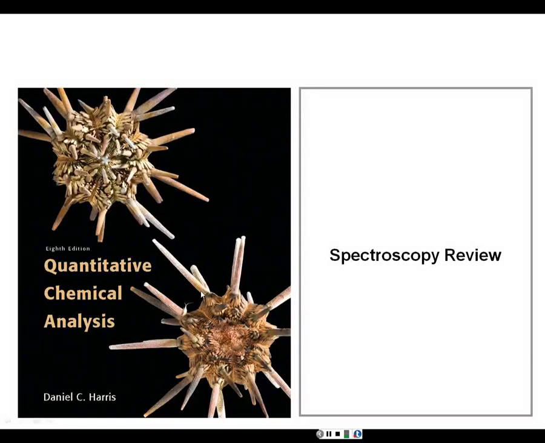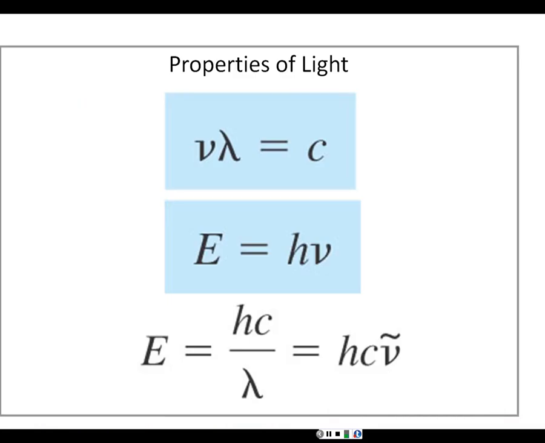This is the Instrumental Methods of Analysis course review on spectroscopy. Remembering that we first start with the properties of light, because in spectroscopy we are measuring at least one of the different properties of light. We start with nu times lambda, giving us c, where nu is the frequency, lambda is the wavelength, and c is the speed of light.